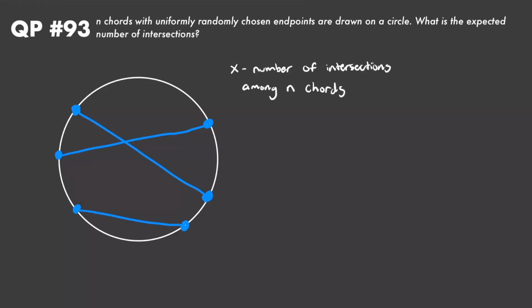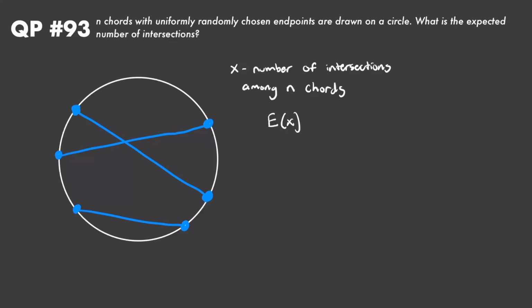So if I let x be the random variable that is the number of intersections among these n chords, I'm trying to find the expected value of x. Now we've done so many of these linearity questions, you can see where the indicators are going to come in at this point, right? We are counting the number of intersections among these n chords. We know an intersection occurs when any two chords overlap. Two chords can only overlap at one point, right? We can't have two chords that overlap at multiple points.